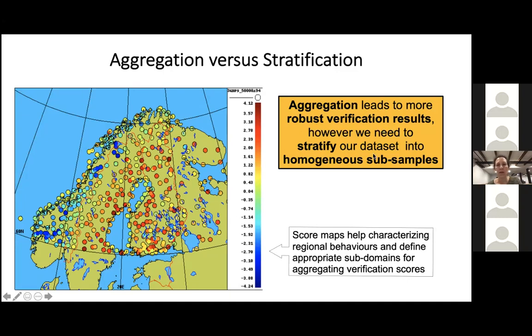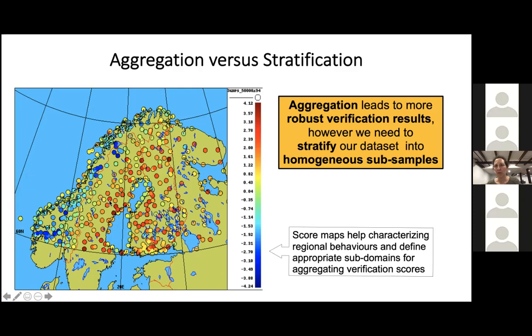So we need to stratify our data set into homogeneous subsamples to make sure that we extract the correct information. This is an example in which I have a map, and say that I compute the bias over Fennoscandia. All the negative biases on the mountain regions are going to cancel out with the positive biases on the other regions, and I'll have a perfect score, but that won't inform me on how the forecast is really performing over Fennoscandia. So I would need to split this region.